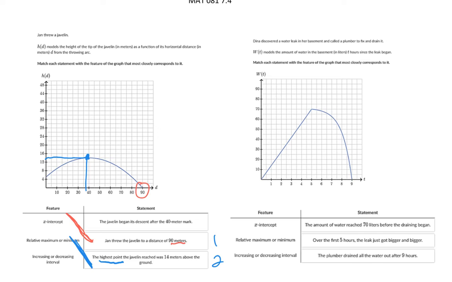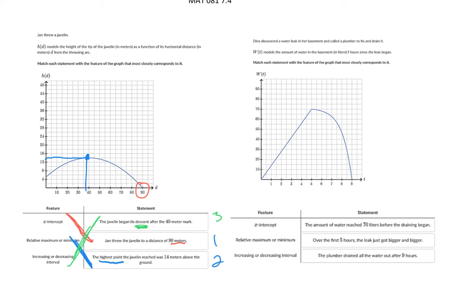And that should leave the last one to match up. Increasing or decreasing. So we should see some sort of shift. It says the javelin began its descent. Descent, that's another word for decreasing, after the 40-meter mark. So that would be the third one.